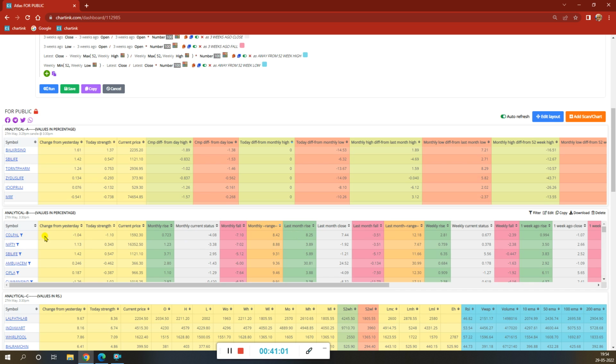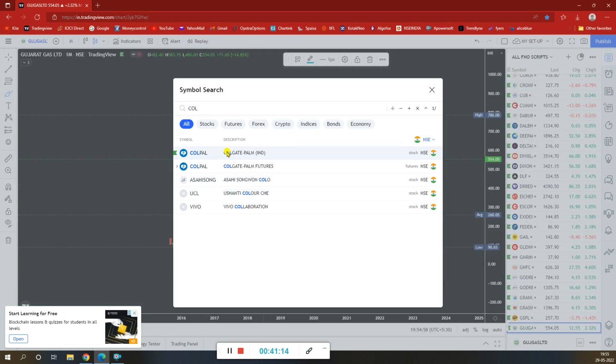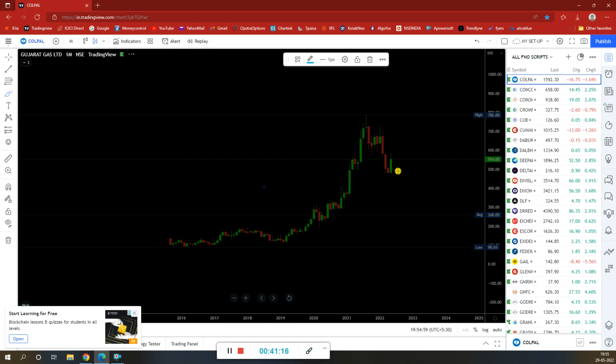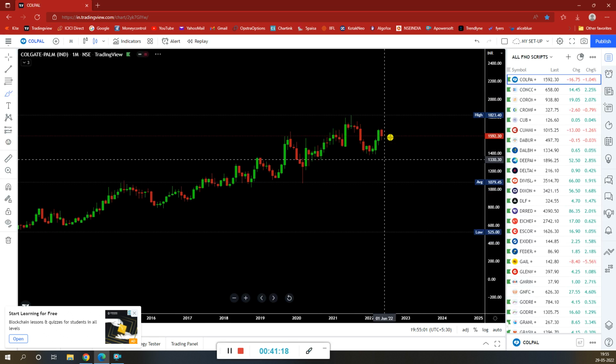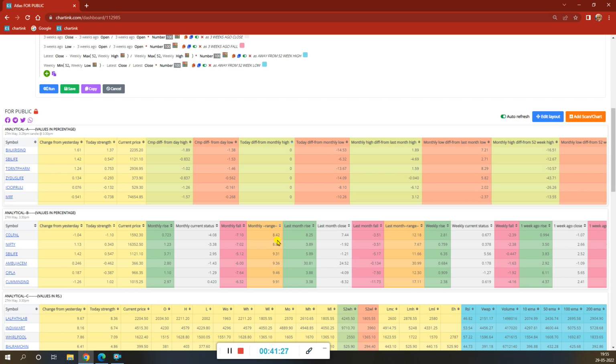Anyways, look at Colpal. Colpal has made only an 8.42% range in this month. You will be able to see a very small candle on the monthly chart. So there is basically no range. 8% again Nifty, SBI Life again 9%. This is the monthly range.